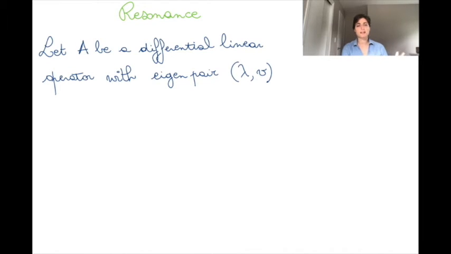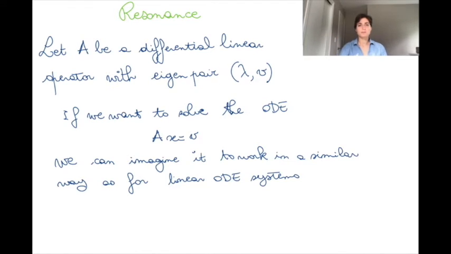So let's think of A as a very broad and not very specific linear differential operator in which we know the existence of an eigenpair, a pair of eigenvalue and eigenfunction. V in this case is a function. So we want to solve the ODE AX equals V. So we have replaced the forcing term with the eigenfunction of the operator.